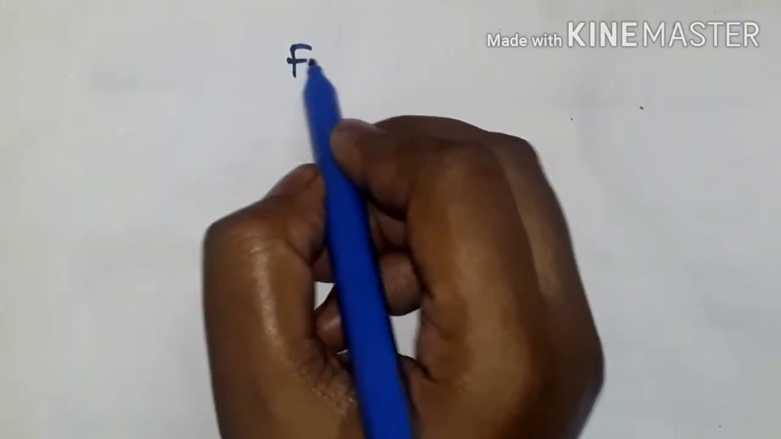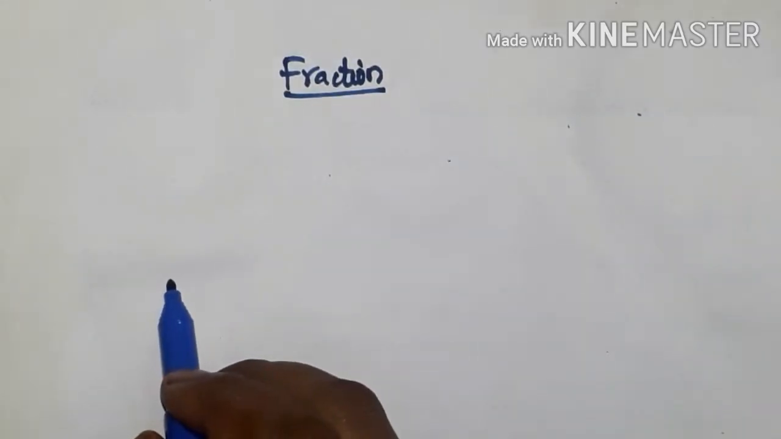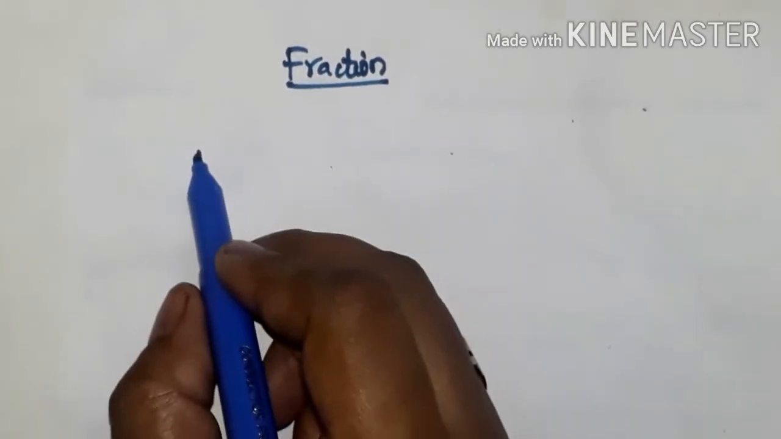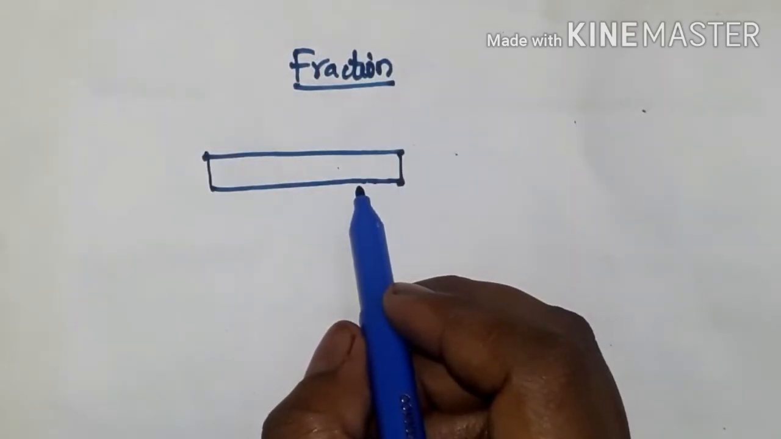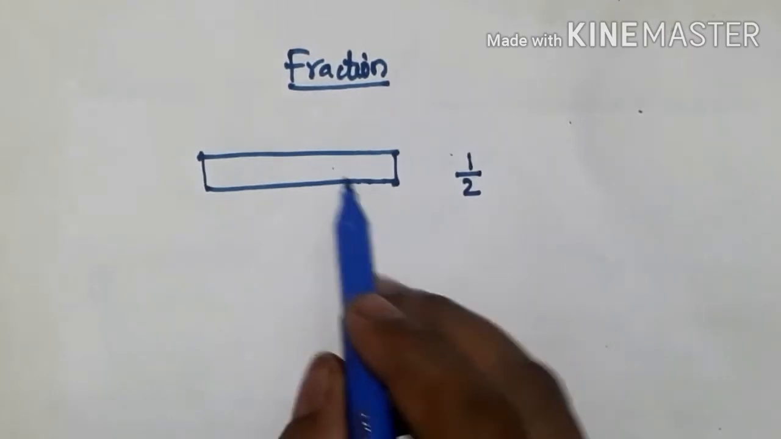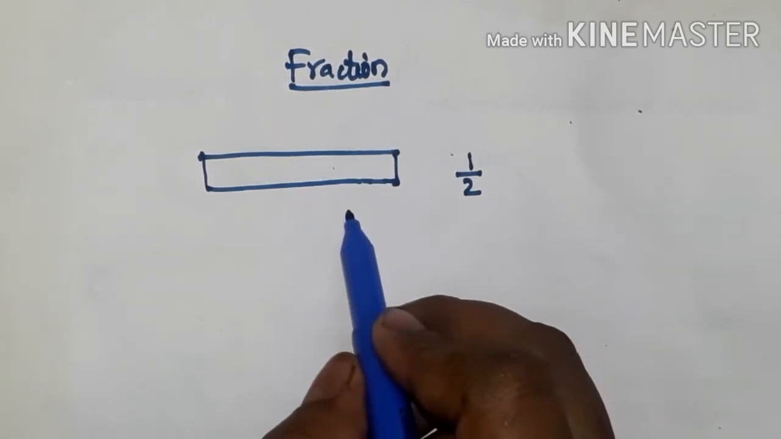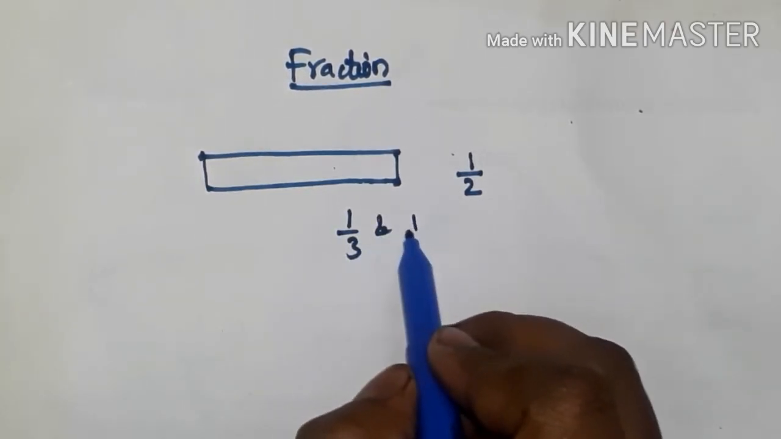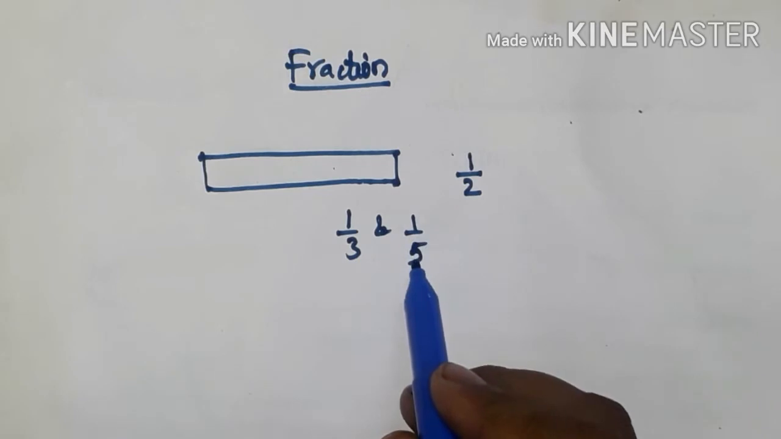Today my topic is fractions. Fraction is nothing but part of a group or a part of a whole. Suppose you are having one chocolate bar, and you are sharing that chocolate with two members, then it can be written as 1/2. And if you are sharing with 3 or 5 members, then you have to write 1/3 and 1/5. Means one chocolate sharing with 3 members, one chocolate sharing with 5 members.